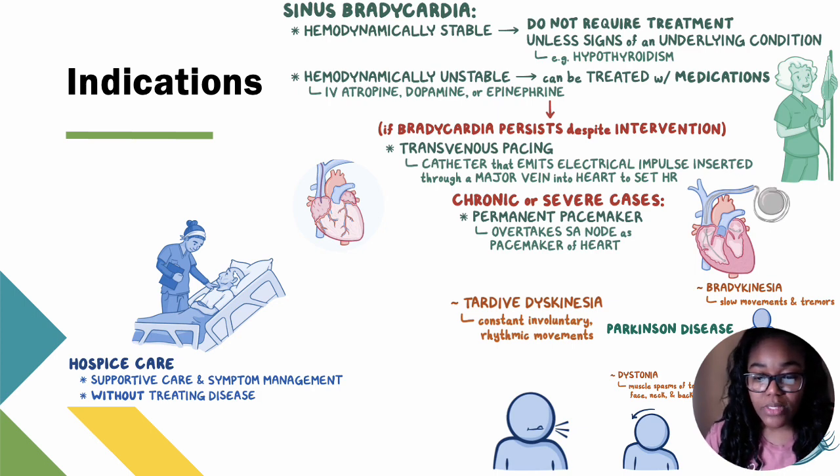These also help to treat tardive dyskinesia, which is associated with Parkinson's disease. This is involuntary rhythmic movement within the body. You may have dystonia, which is muscle spasms of the face, neck, back, jaws, things like that. And you also want to use this for supportive care and symptom management without treating the disease. So these are several different indications that you should know about as it relates to anticholinergics.